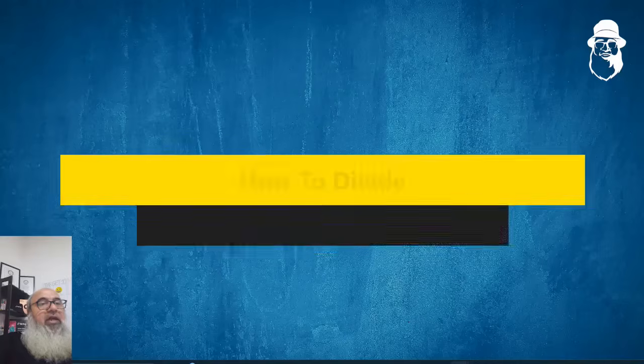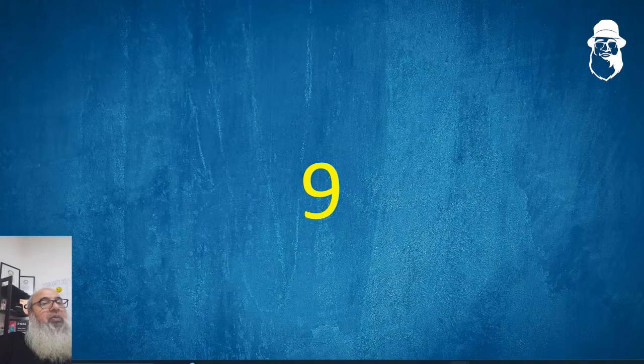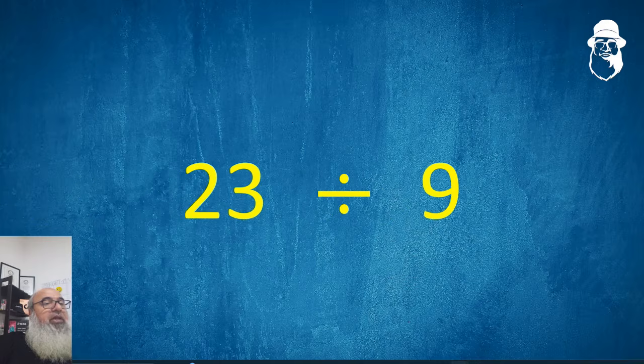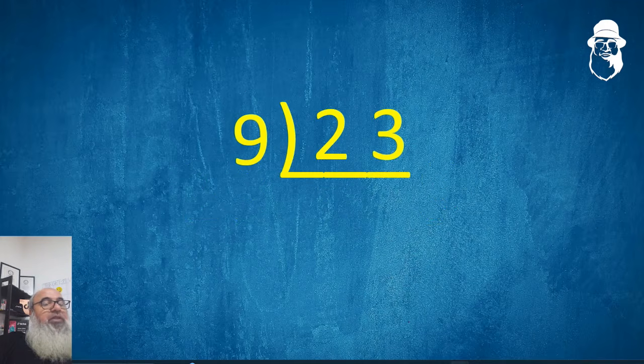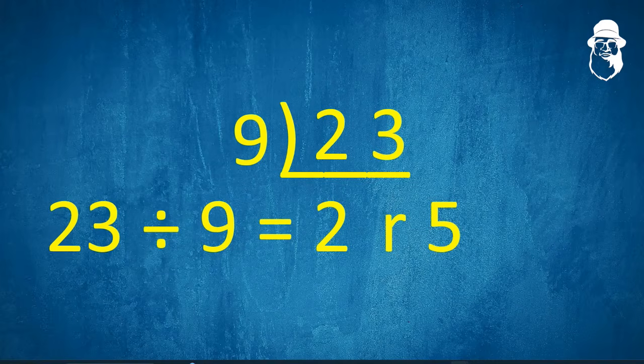The number 9 has very special and useful properties, and there is a very easy way to divide by 9. So to find 23 divided by 9, we write it like this. The first digit of 23 is the answer, that is 2, and we add the digits of 23 to get the remainder. So 2 plus 3 is equal to 5. So 23 divided by 9 is equal to 2 remainder 5.